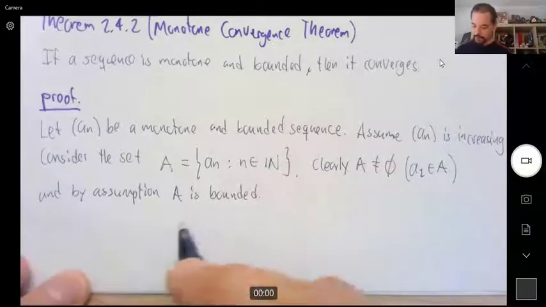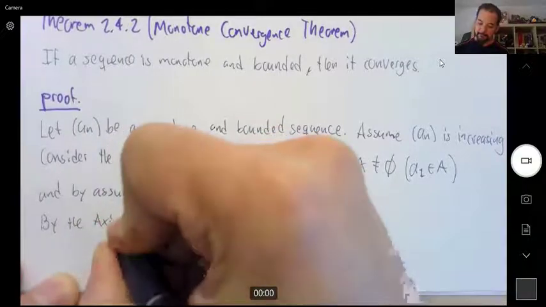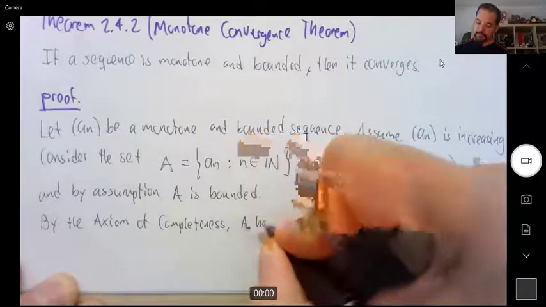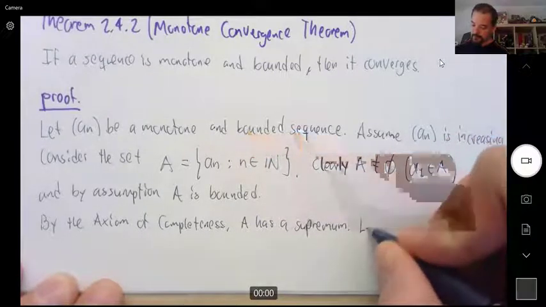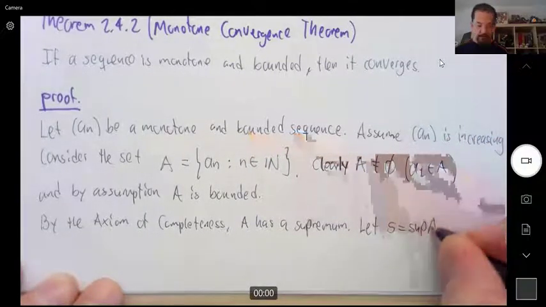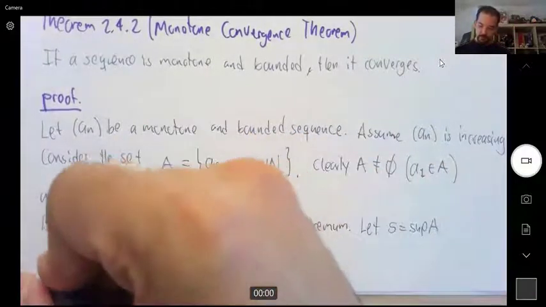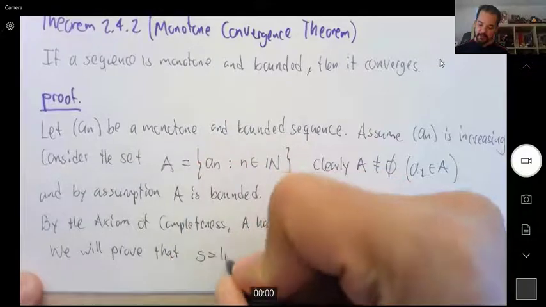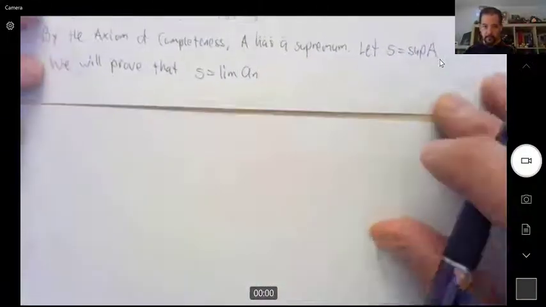So by the axiom of completeness, A has a supremum. Let's give it a name. Let S be the supremum of A. And now what we want to show is that S is the limit. We will prove that S is the limit of a_n. That's our goal. All right. Let's move it up right here.